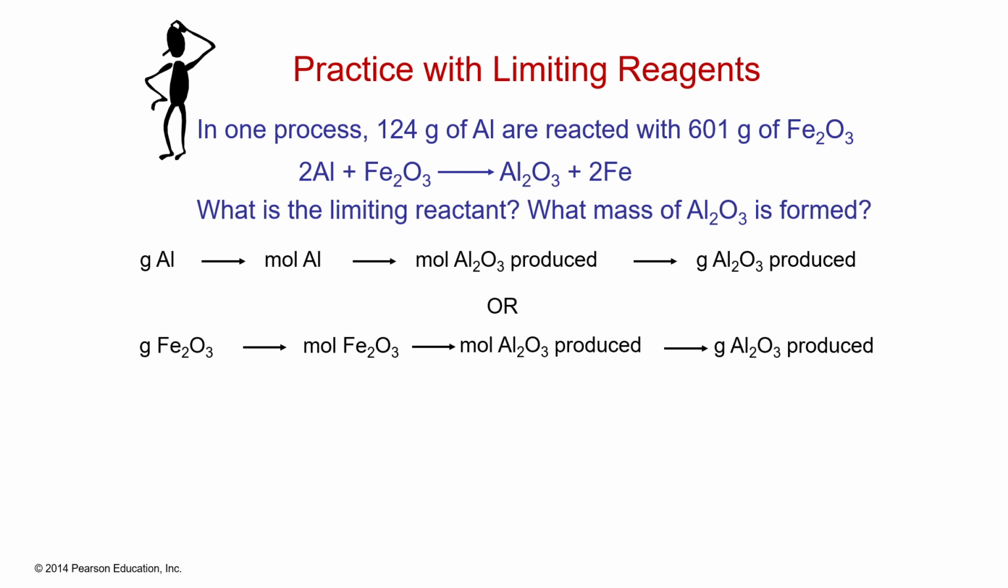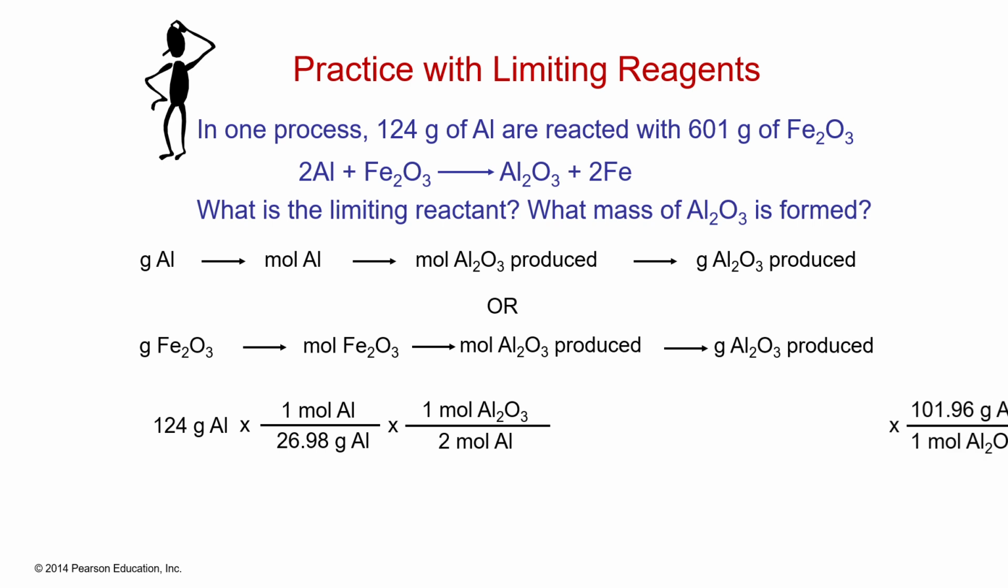So let's start with aluminum here. Let's see what they gave us, 124 grams of aluminum. You see the roadmap there. Our first step is to convert that into the currency of moles so we can get on the toll road of the chemical equation. So aluminum is 26.98 grams per mole. And then we're going to use the chemical equation to find the ratios. It tells us that it takes 2 moles of aluminum to get 1 mole of product. And then our product, aluminum oxide, has a molar mass of 101.96 grams per mole.